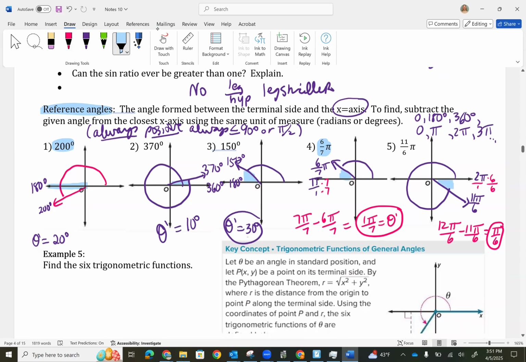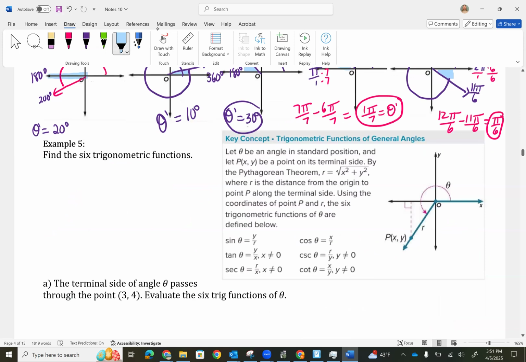Okay, the next part is, speaking of reference angles, we're going to graph big angles, and we are going to be finding the values of the triangle formed at that location. The triangle is formed between this terminal side and the closest x-axis, and your theta prime is the angle formed between those. We're going to be finding the sine, cosine, and tangent of this big angle, but frankly, we're going to focus on the triangle formed between that terminal ray and the closest x-axis, because then we can form a right triangle and do SOHCAHTOA.